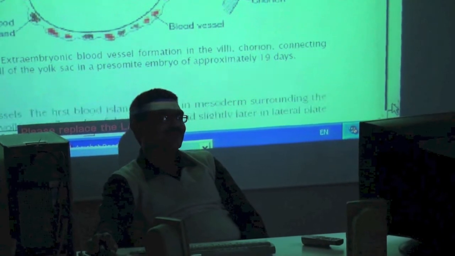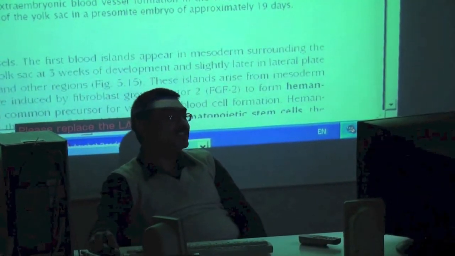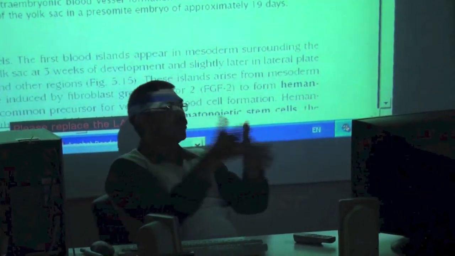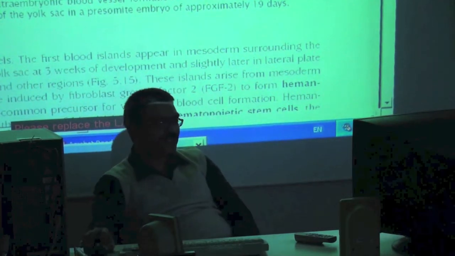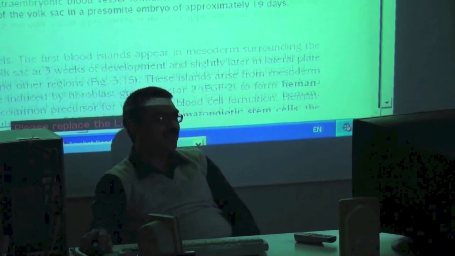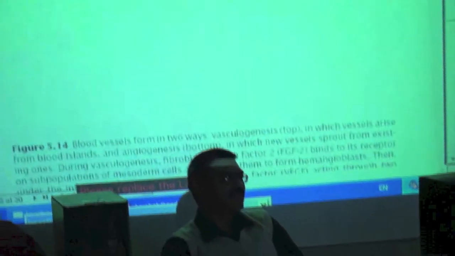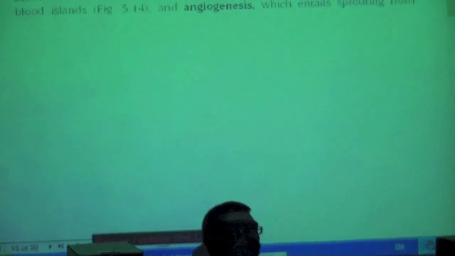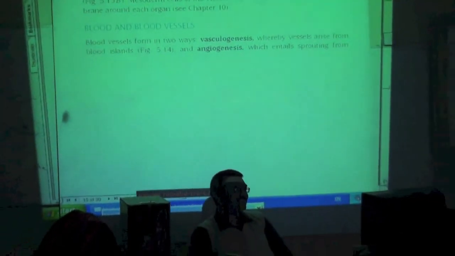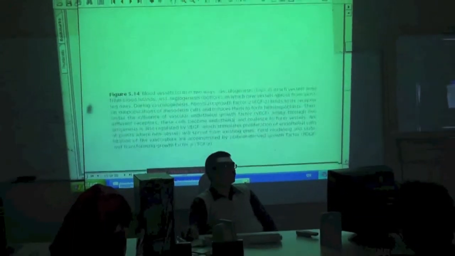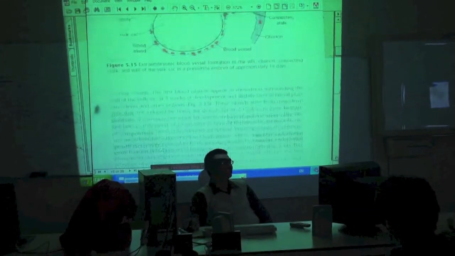The fate of the yolk sac. Now this yolk sac becomes compressed, smaller and smaller. So what happens to it? See here, it becomes smaller and smaller, and it becomes a long tube-like structure. And this tube is called the vitelline duct or vitellointestinal duct.